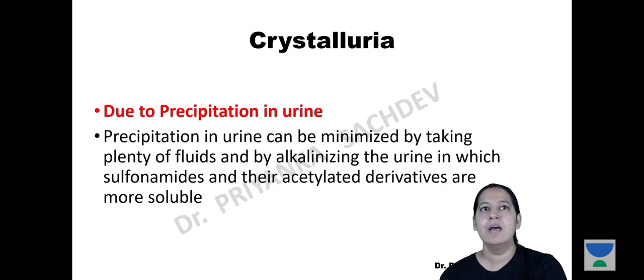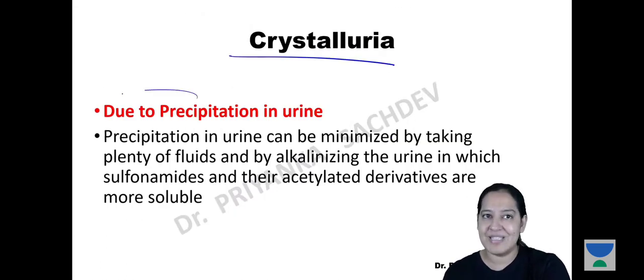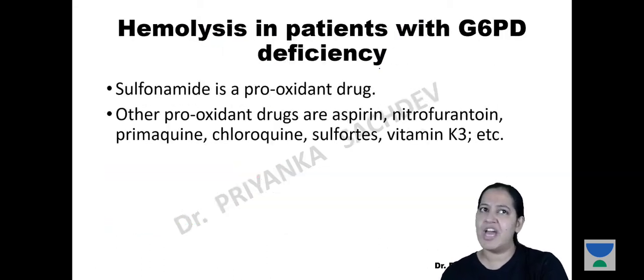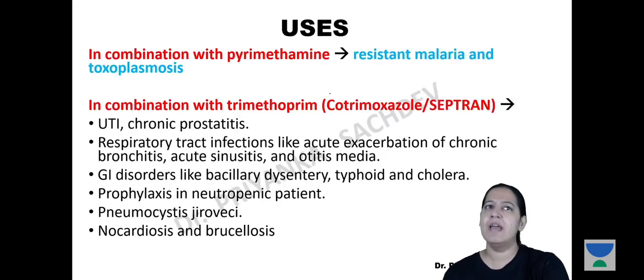Crystalluria: the drug will precipitate in urine, known as crystalluria. Rash can be there, hypersensitivity, and G6PD hemolysis can be there.